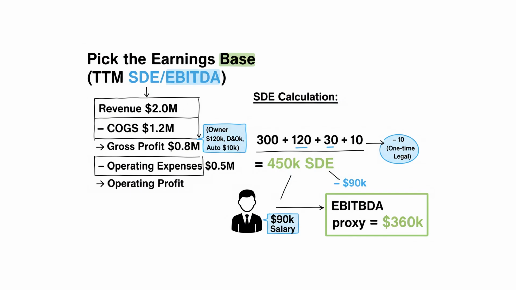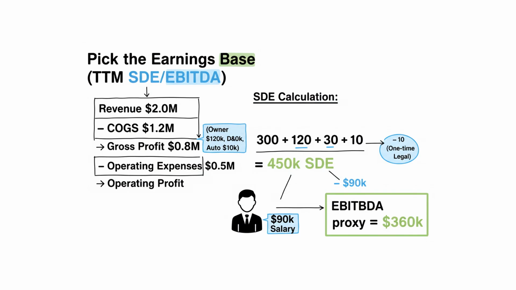Example: revenue $2.0 million, COGS $1.2 million, gross profit $0.8 million. Operating expenses $0.5 million, including owner salary $120K, depreciation $30K, and some personal auto $10K.